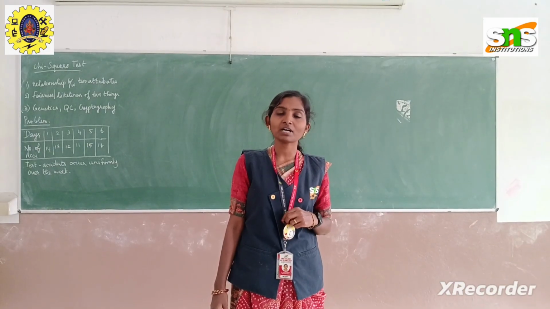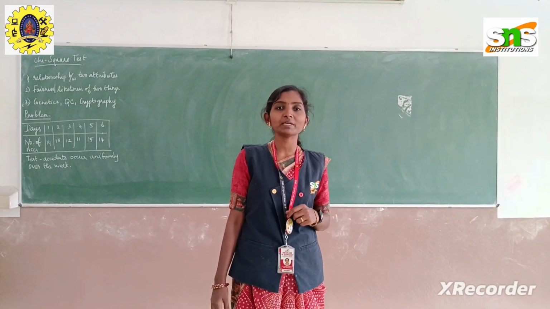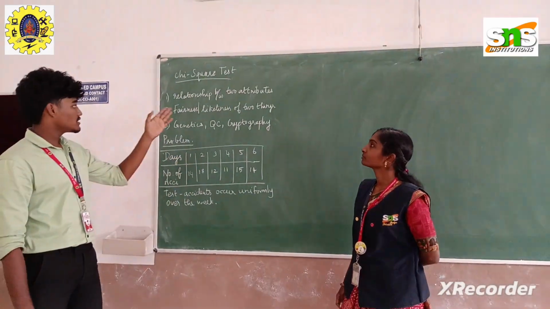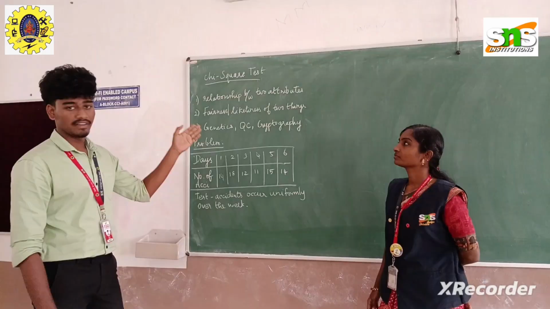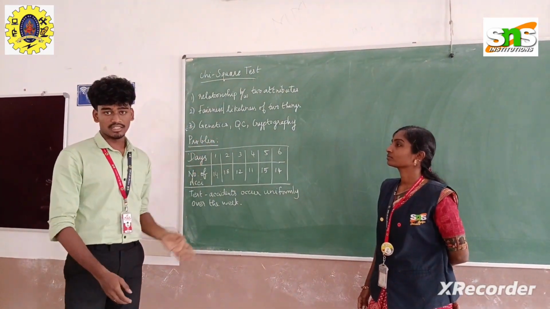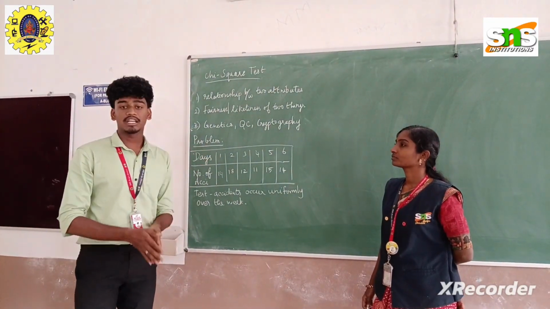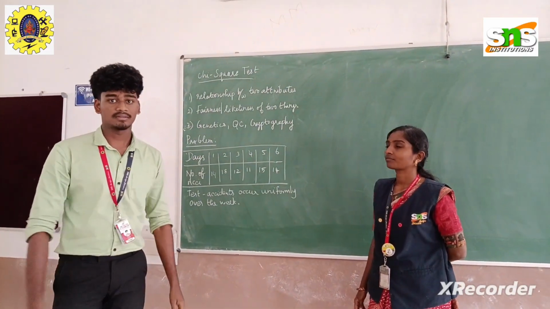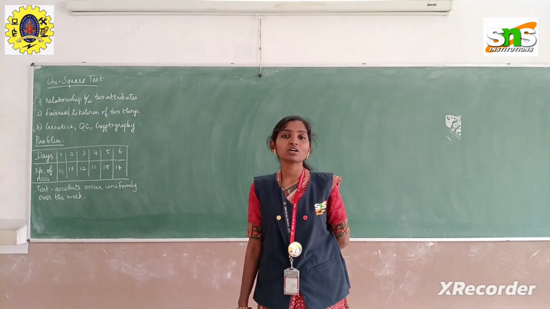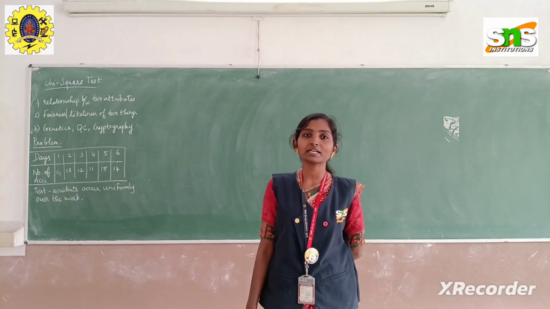Here we have some of the applications of chi-square test, to which we have a student to explain the applications of chi-square test. Chi-square test is used to find the relationship between two attributes and also fairness, goodness of fit of two things. And in real life, in genetics, in quality control, in cryptography, it is applied. So, a student has given some of the applications of chi-square test, and now we are going to see a problem related to chi-square test.